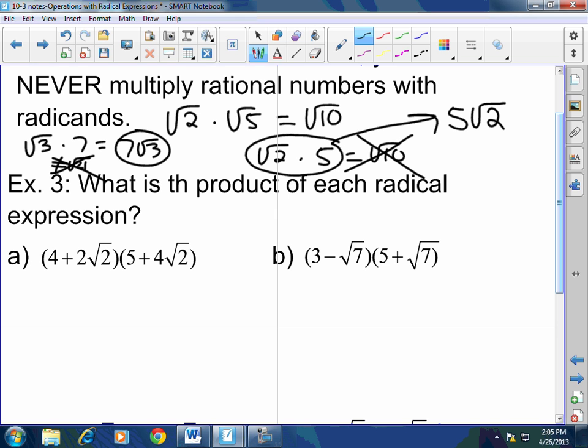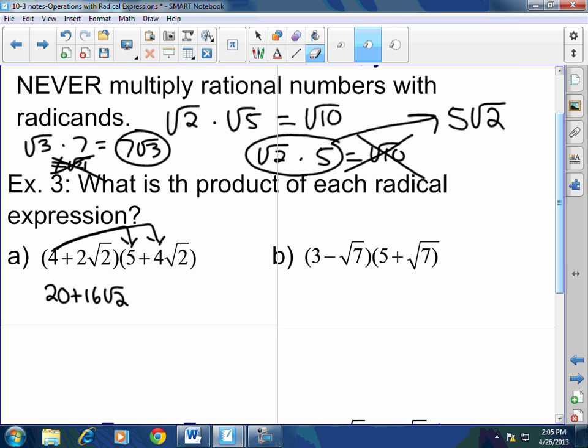Thank you, sir. Here, this is just polynomial multiplication like normal. If you learn how to do it before using the FOIL method, you're fine. If not, it's going to be tough. And yes, distribute. 4 times 5, you got 20 plus 16 square root of 2. See how I did not multiply that 4 to the inside? I multiplied it to the coefficient. Then I have 2 square root of 2 times 5 is plus 10 square root of 2.